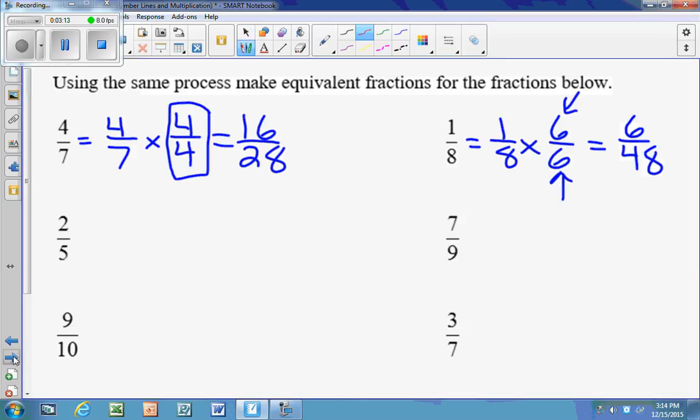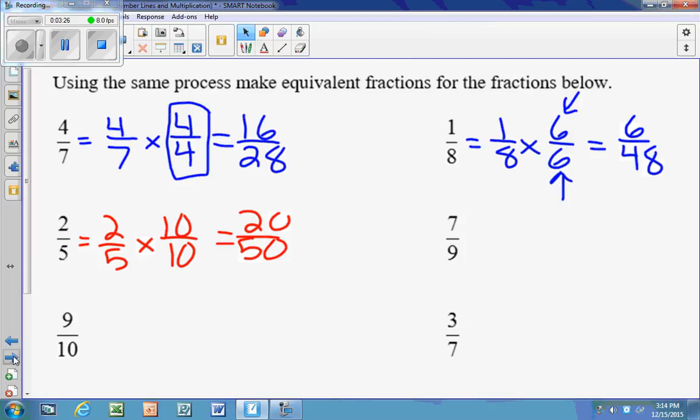I have 2/5. I'm going to rewrite 2/5. This time I want to multiply by 10 over 10, I've decided, because that equals 1. And I have 20/50. And now I've learned how to make equivalent fractions using a number line and using the formula.